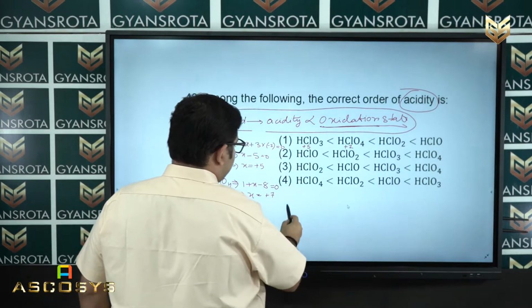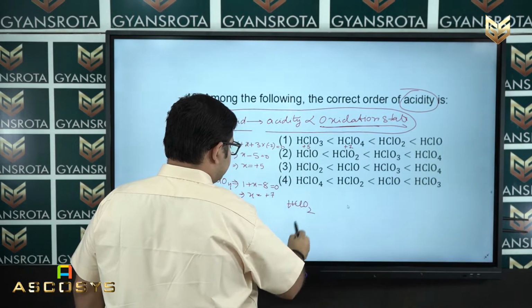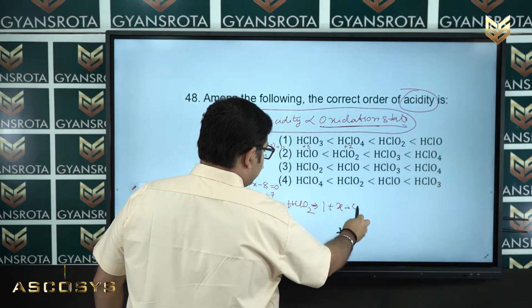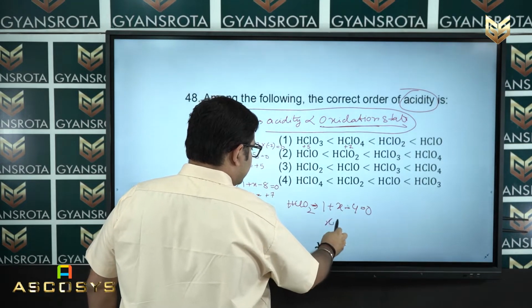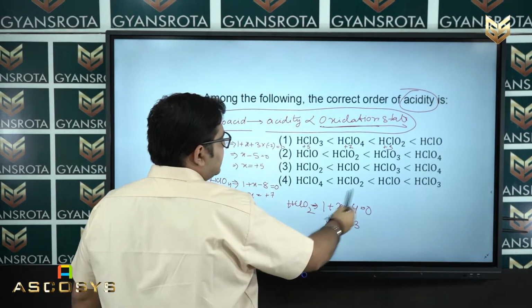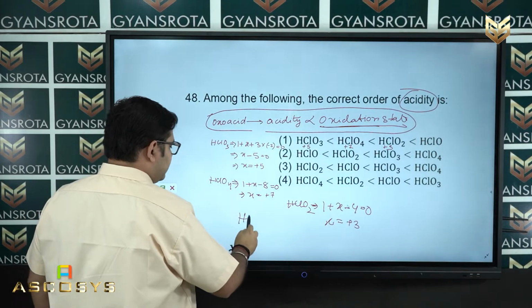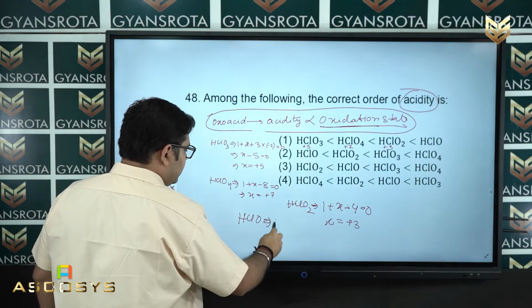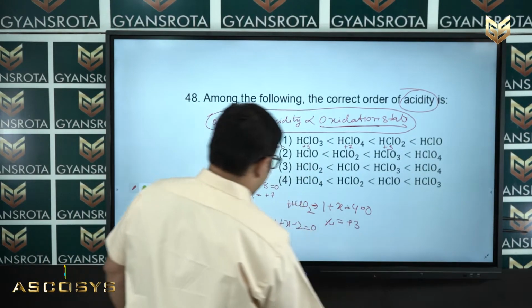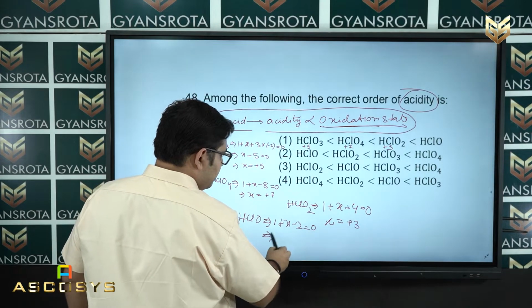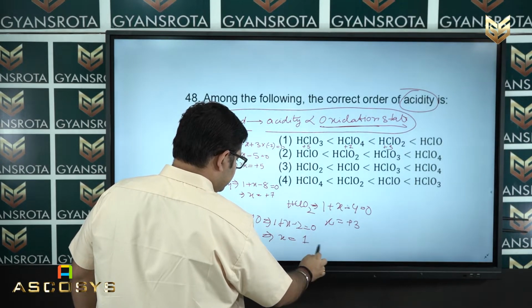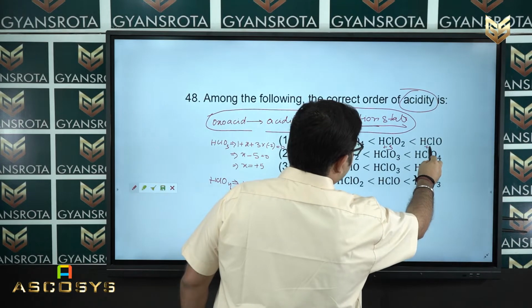Now, if you see HClO2, so what is this? This is 1 plus X minus 4 is equal to 0. So, X will come as plus 3. For HClO2, it is coming as plus 3. Now, for HClO, 1 plus X minus 2 is equal to 0, that is X is equal to plus 1. So, here you are getting plus 1.